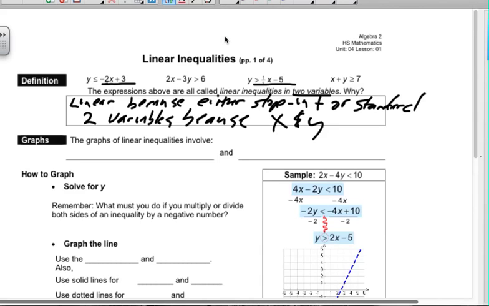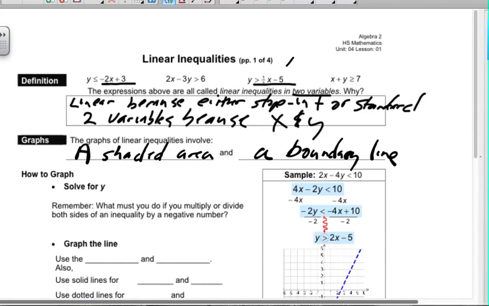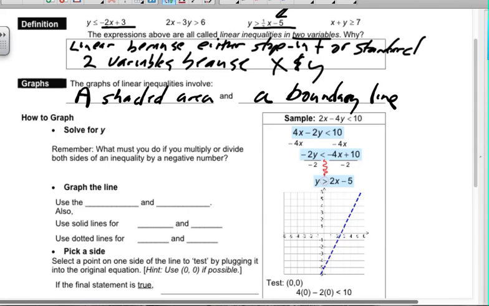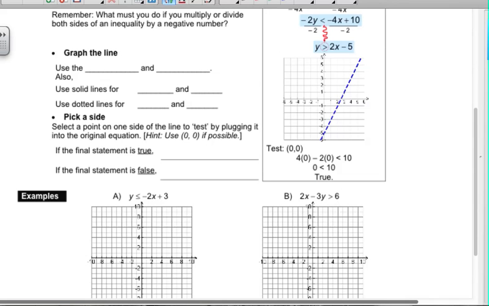Okay, so graphs of linear inequalities. They're going to involve two things, which are a shaded area and a boundary line. And the boundary line obviously is going to come from that equation right there. Okay, so let's take a look at this and talk about how to graph these things.